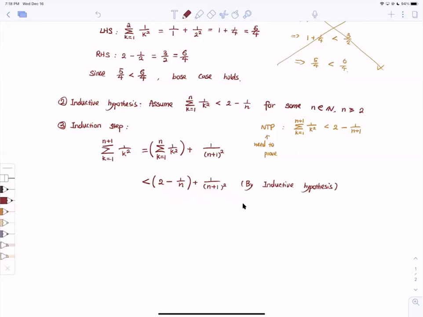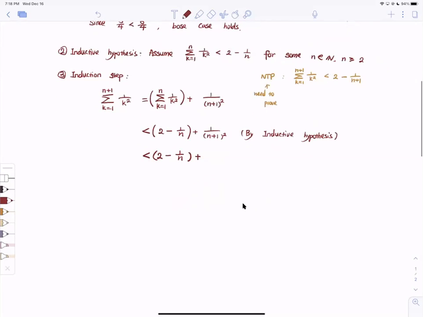But here, remember we have a less-than sign, so you can keep making this smaller and smaller until you reach this. So what I'm going to do is I'll keep this term the same, and I'm going to write this term in a way that makes it smaller. I'm going to write it as 1 over n times 1 over n plus 1. This is because 1 over n plus 1 is less than 1 over n.